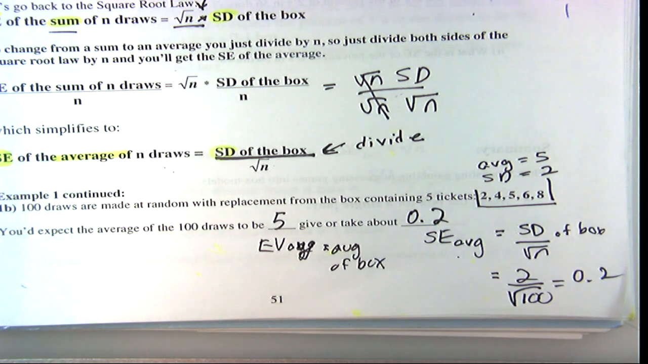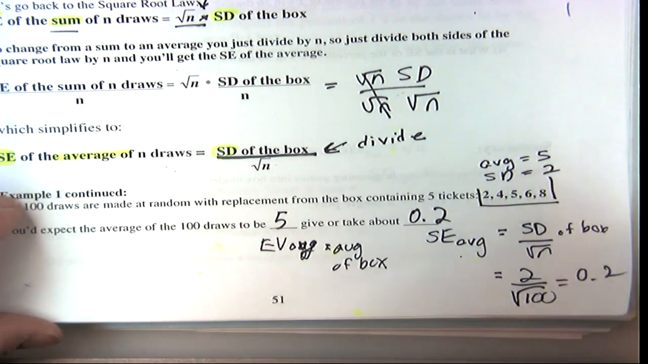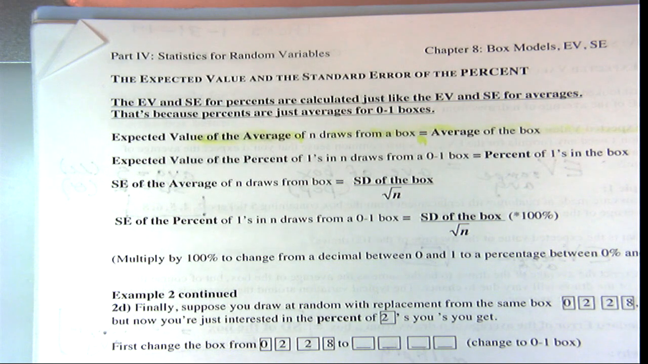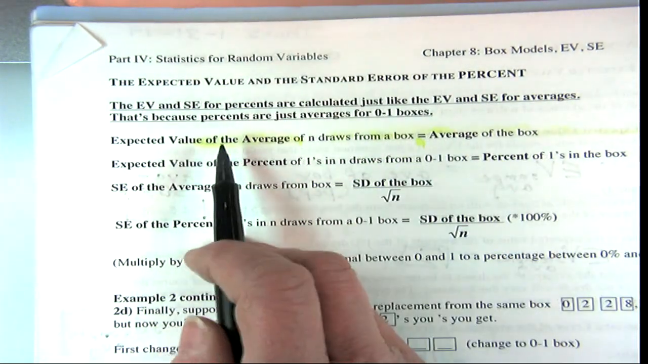Okay, so let's turn the page. So now, I said at the beginning we're going to look at three statistics, the sum, the average, and the percent. And we're going to look at their expected values and their standard errors. So now we've done the sum and the average. Now look at the percent.